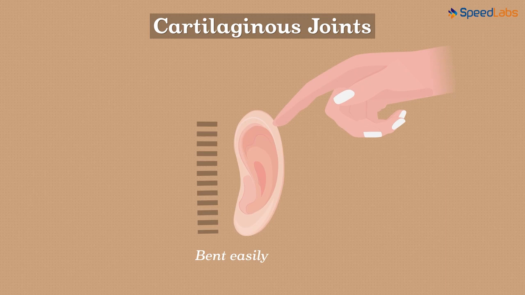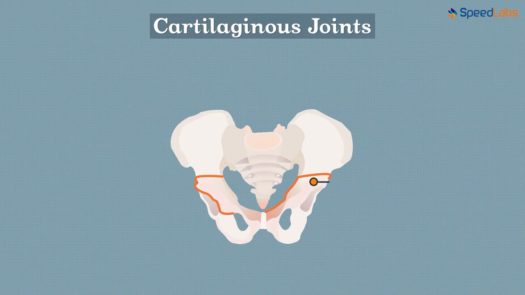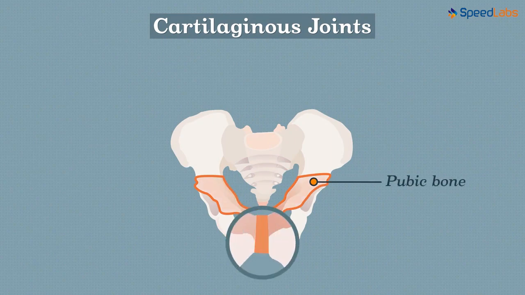So now, can you guess where a cartilaginous joint will be present? Joints which move but not very much. The joints that have flexibility but to a limited extent. The same example of pubic bones in the hip joined to each other. The portion is joined by a cartilaginous tissue.